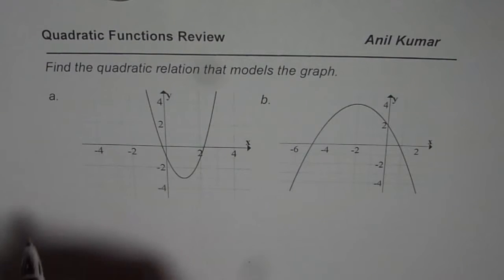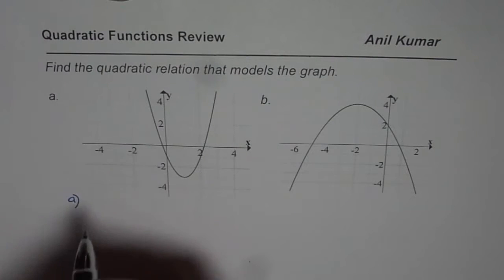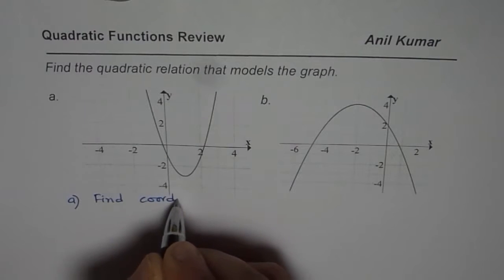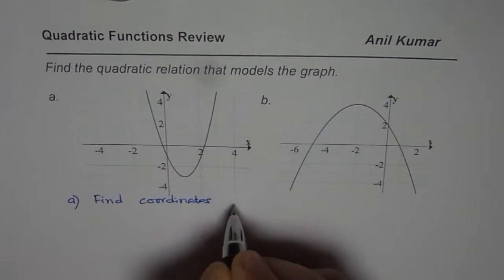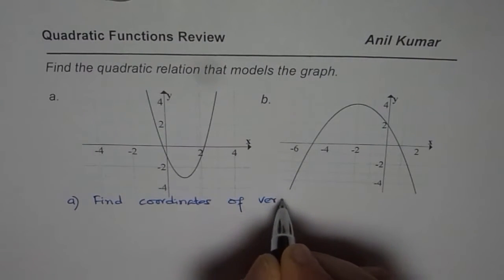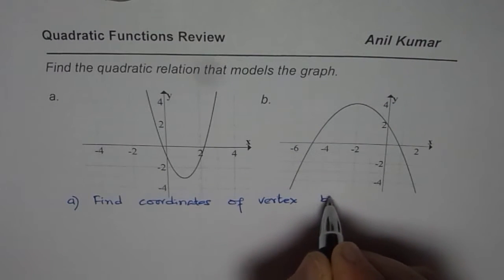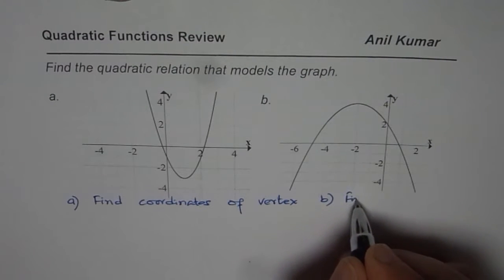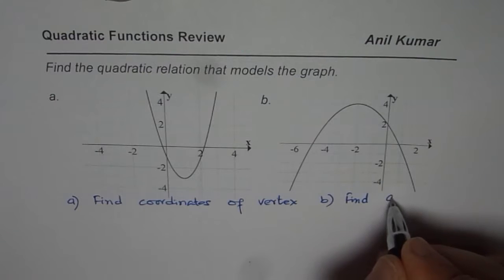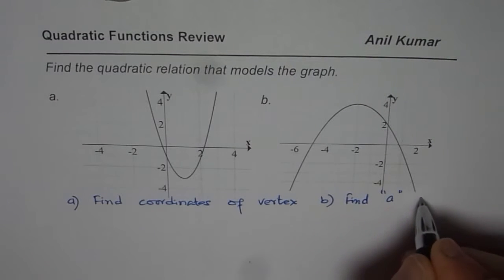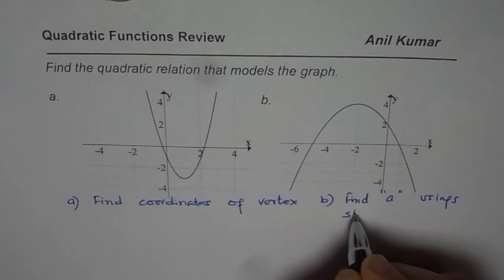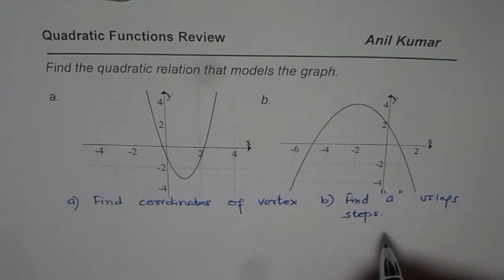Now, my method is, step A is find the vertex, find the coordinates of the vertex. That is the first thing. And step B is find the stretch factor, and I will say find the value of a, find a, using steps. Now, what do steps mean? Let me elaborate on that.